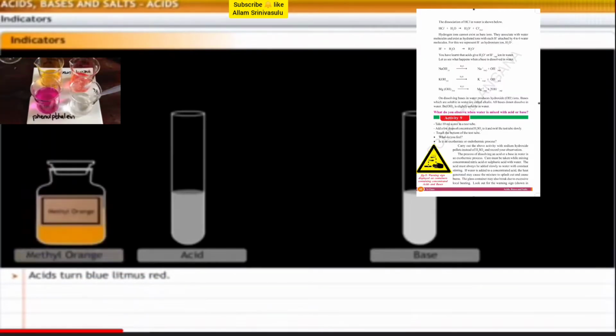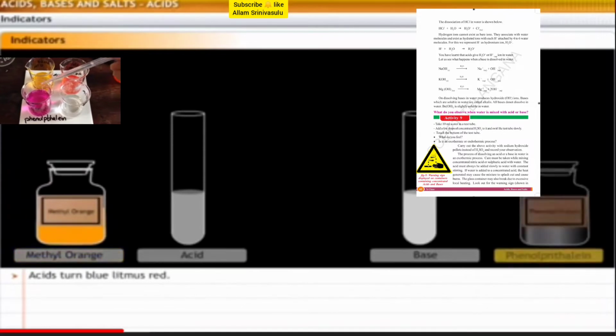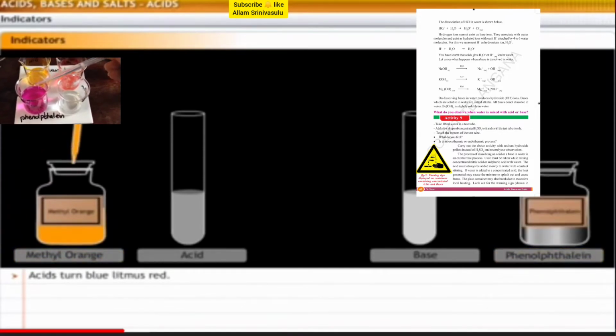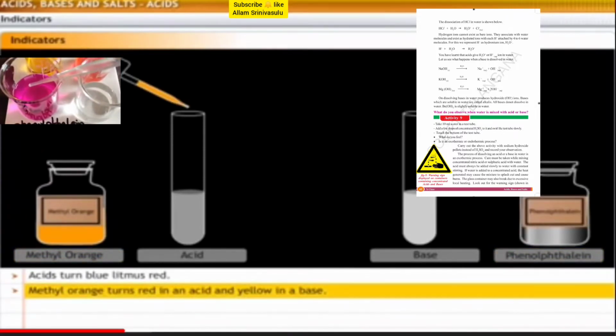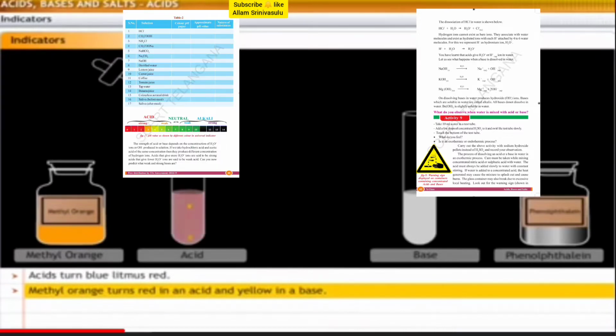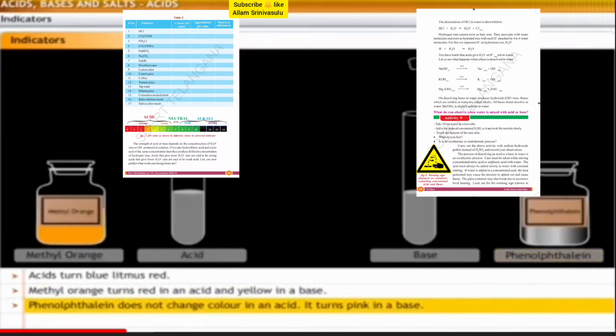When an acid reacts with water, it forms H3O plus ions and chloride ions. One H plus ion reacts with H2O to form H3O plus ions. So it is acidic in nature, a dangerous solution of acidic nature.